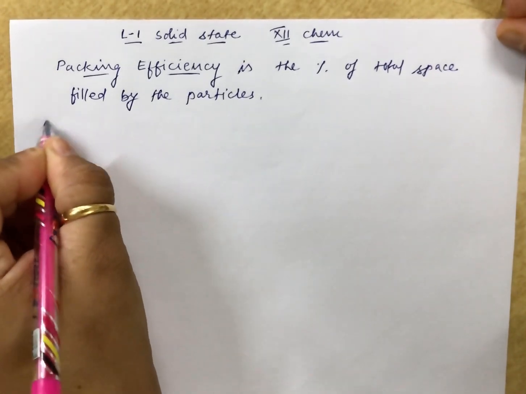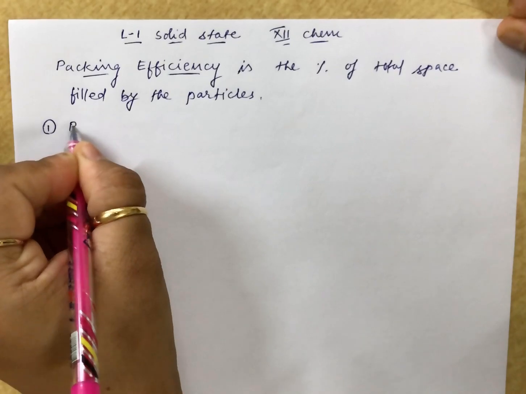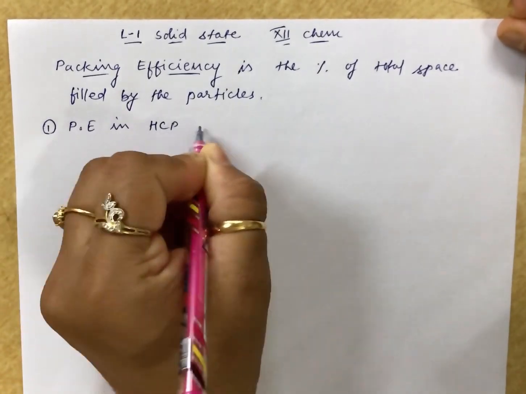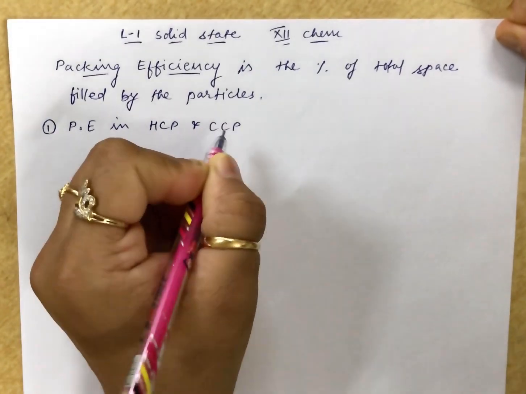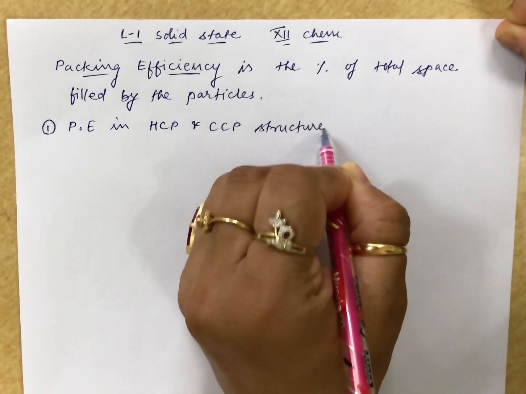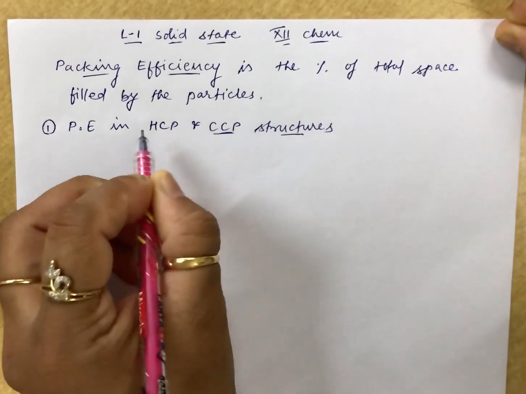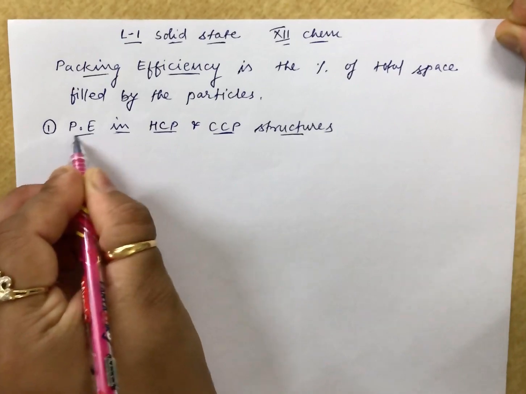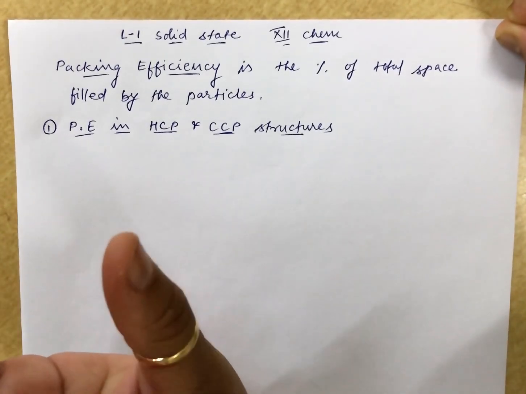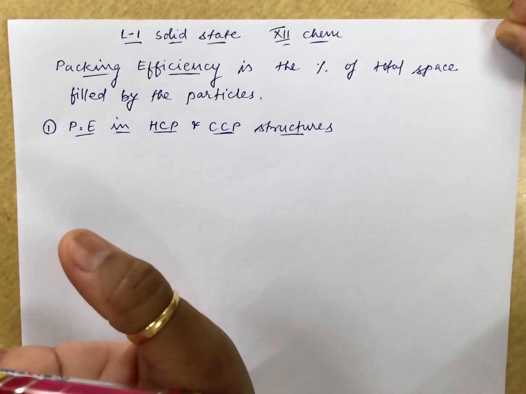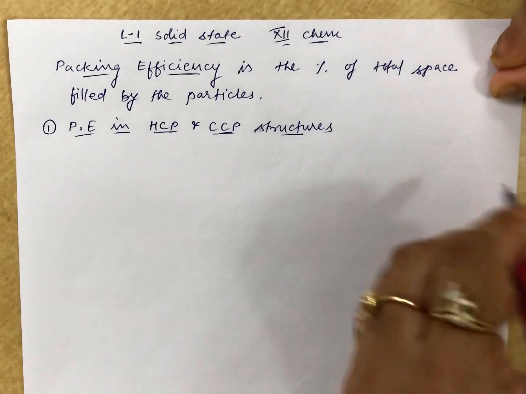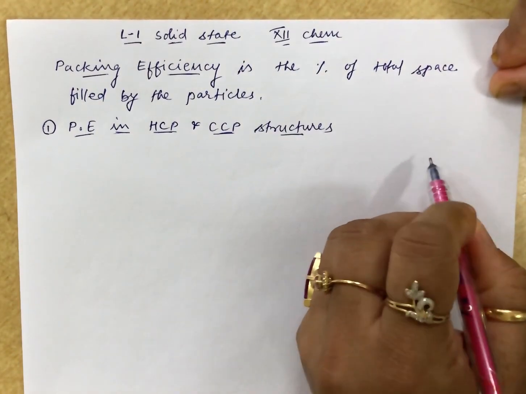The first one we will be discussing is the packing efficiency in HCP and CCP structures. You know that in HCP and CCP, that is cubic close packing and hexagonal close packing, both types of close packing are equally efficient. So let me draw the structure for you and show you how you can calculate the packing efficiency.